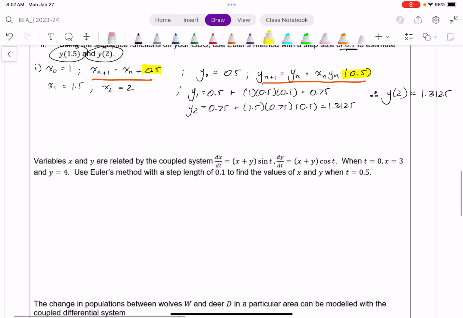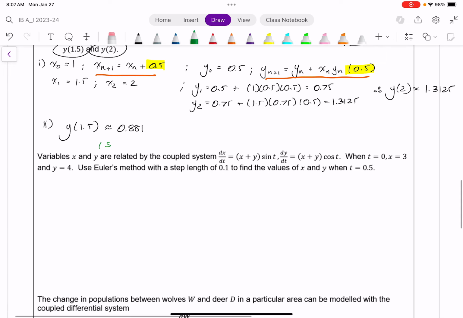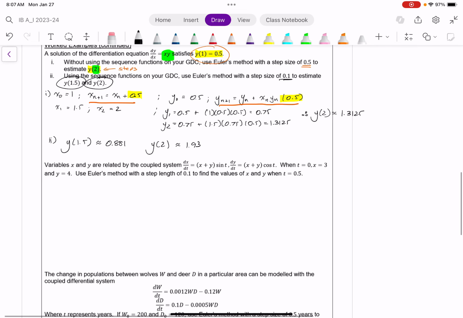Other than that, it's a matter of using your GDC. And if you are correct, y of 1.5, our approximation, should be 0.881. That'll be 5 steps of the iteration, because each one is 0.1. And then y at 2, our approximation for this, should be about 1.93. And so while both this value and this value are approximations, we can feel more confident about this value since the step size was smaller.